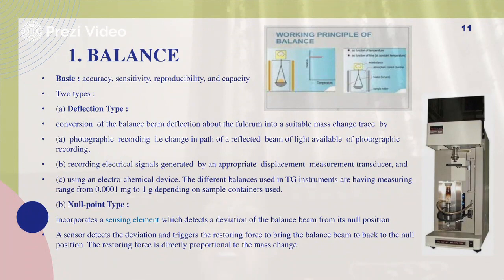First one is the balance. In the figure you can see the balance. It is measured by accuracy, sensitivity, reproducibility and capability, and there are two types of balance: deflection type and the null type.